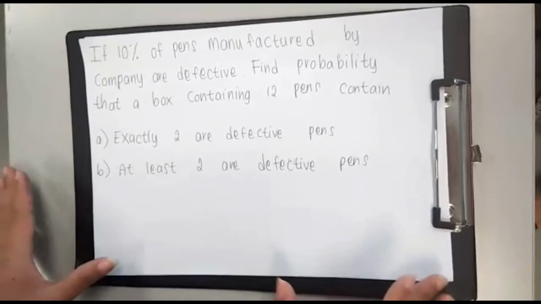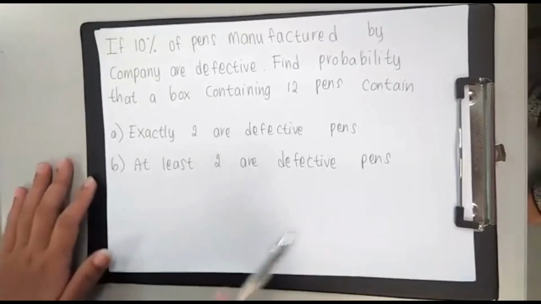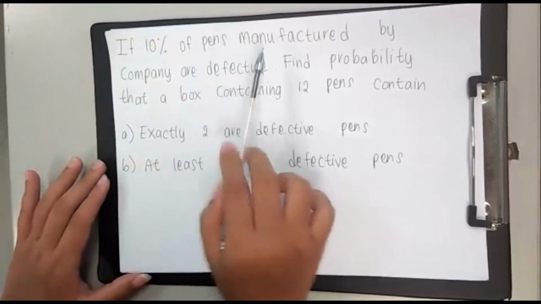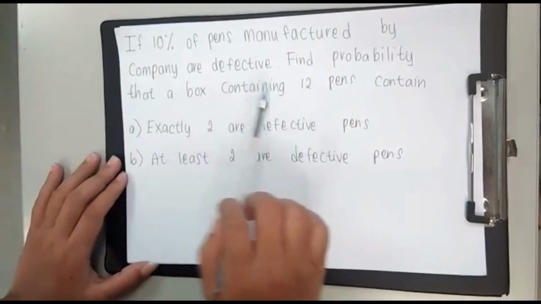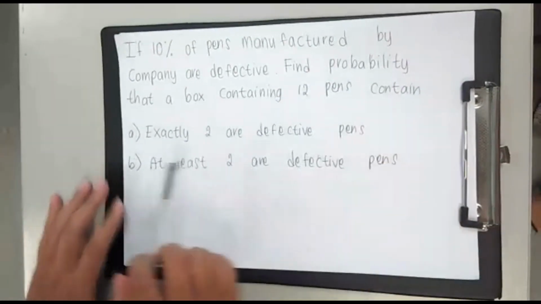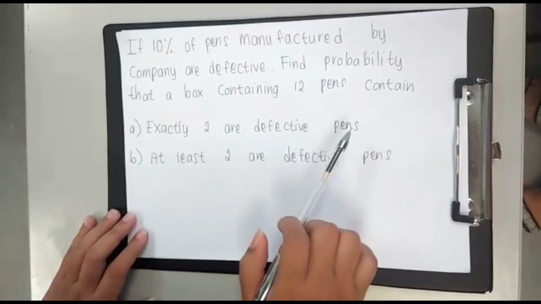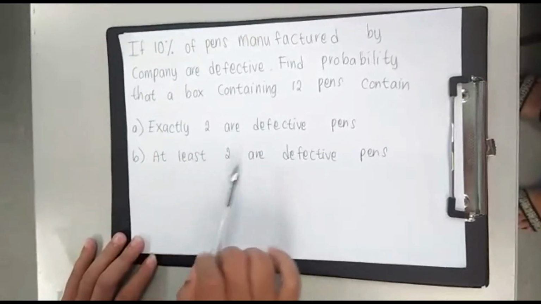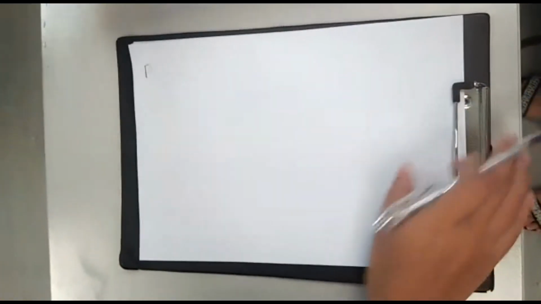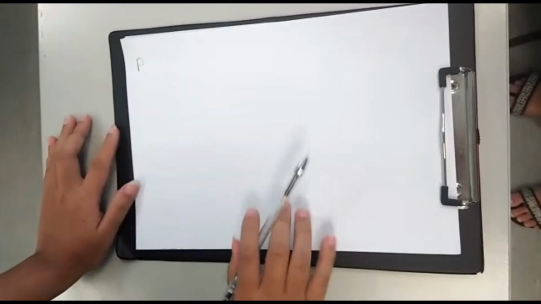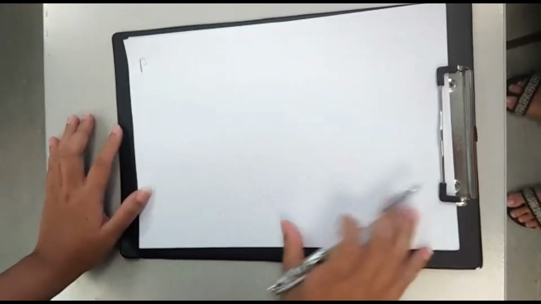This is one of the examples for this topic. Let's take a look. If 10% of pens manufactured by a company are defective, find the probability that a box containing 12 pens contains exactly 2 defective pens and at least 2 defective pens. Before we do the question, first we need to find the probability of success and probability of failure.